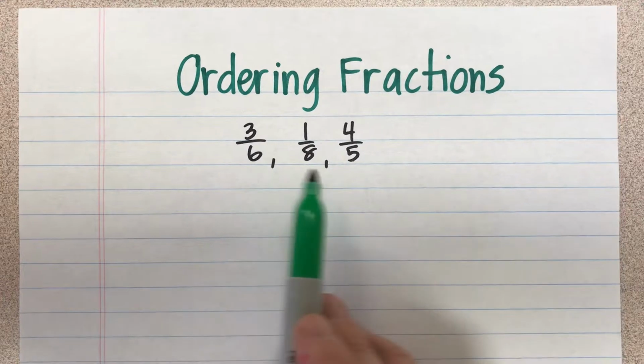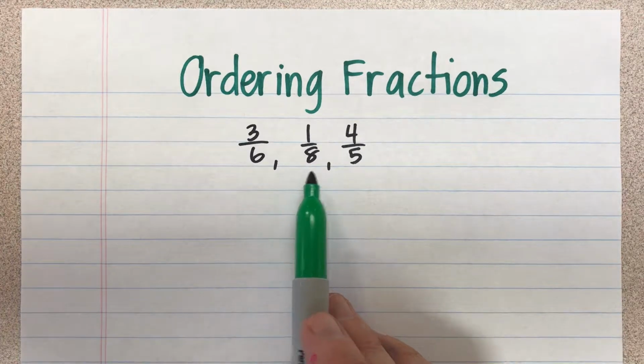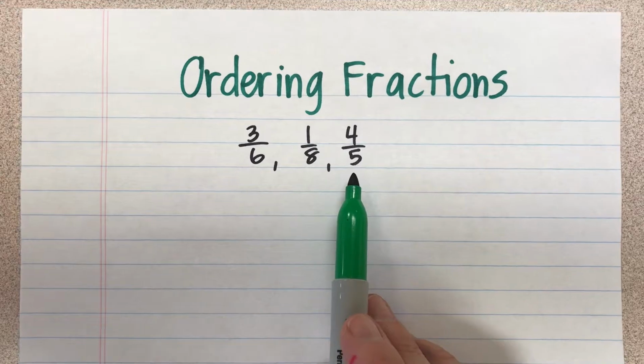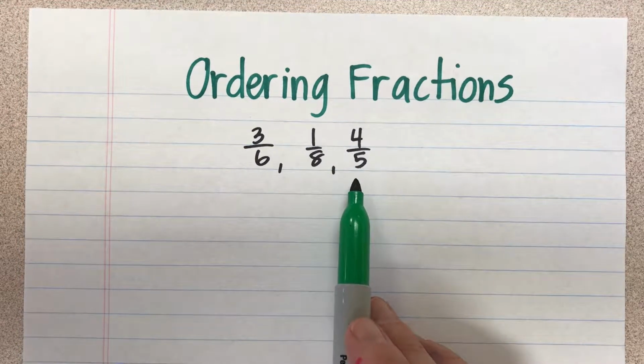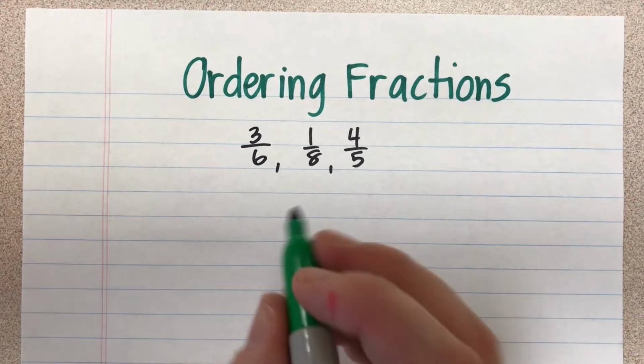1/8 is close to 0. That's not a very big fraction at all. And then 4/5 is almost all of it. That's almost a whole, 4/5. So really we are able to order these fractions just by looking at them.